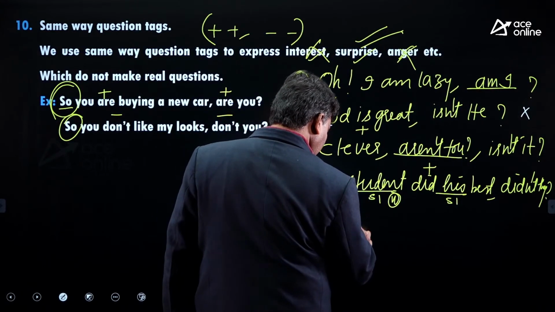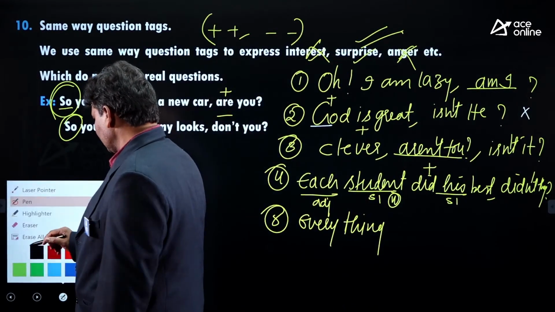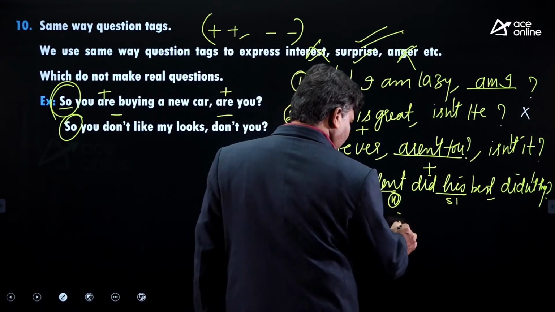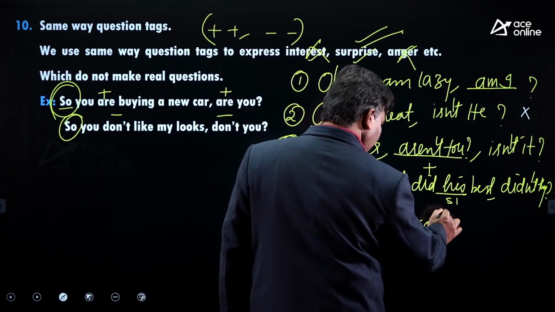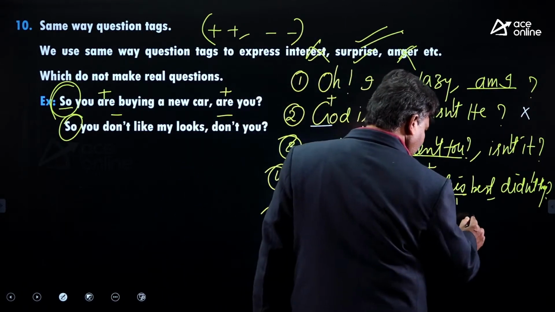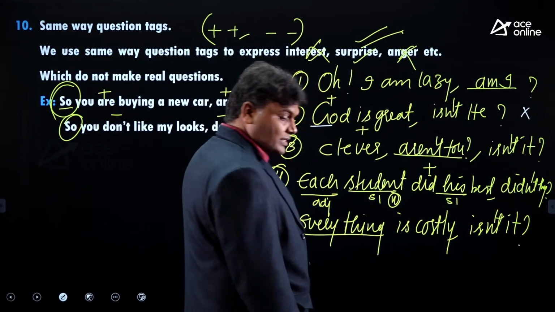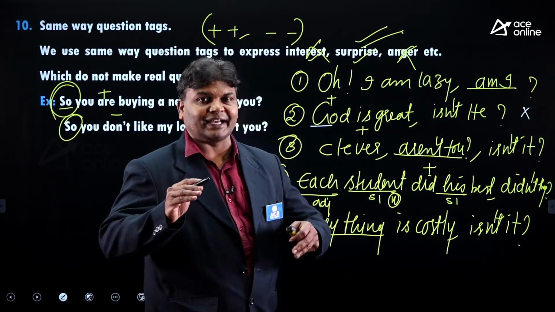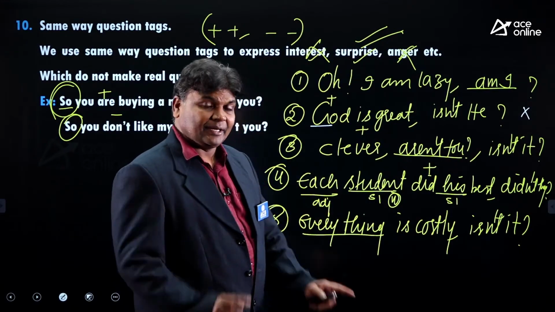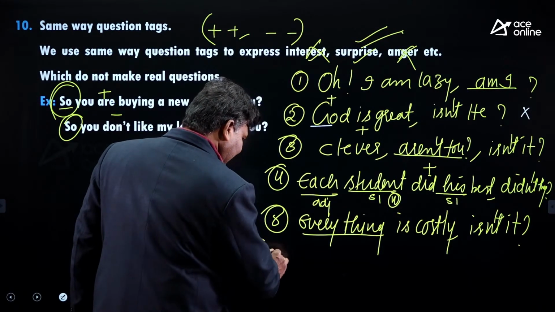Now number 5. Everything is costly. But the word everything will always take singular only, students, like isn't it? Sometimes be careful when there are 2 clauses. Yeah, that so far I have not done. But examiners are asking 2 clauses.